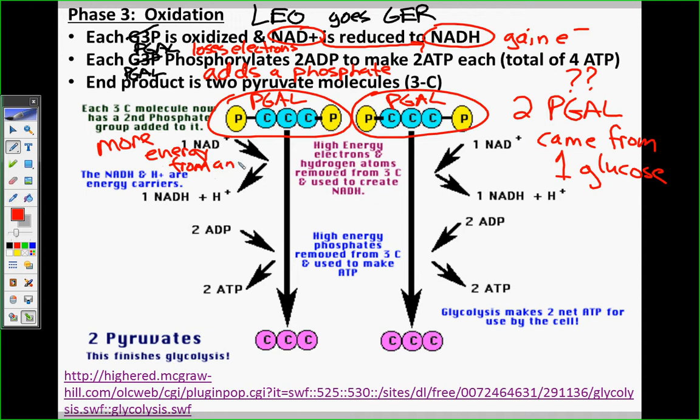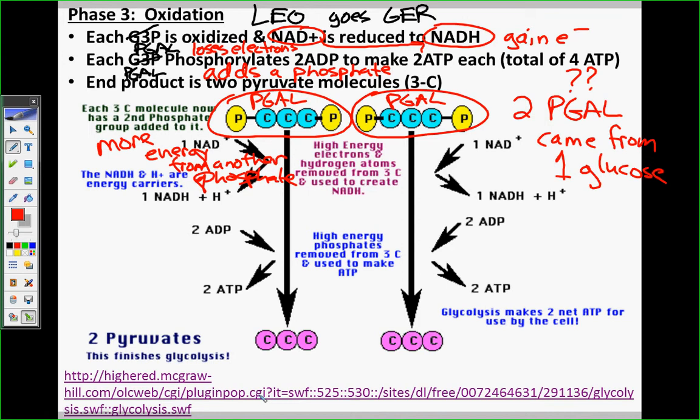Neil takes the credit. More energy from another phosphate. And now, let's see. High energy electrons and hydrogen atoms are removed from the 3-carbon to create NADH.